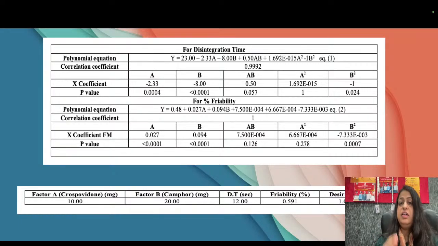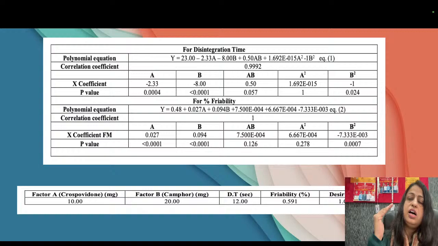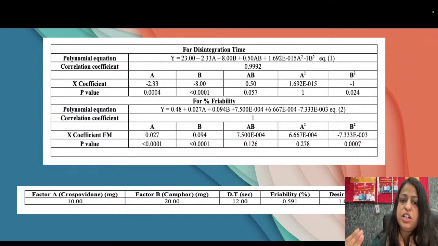Okay, and we cannot comply with a higher value of percent friability because it should be less. The tablet should be strong enough to withstand the wear and tear. Secondly, if this tablet is going for coating, then in the coater the tablet will be converted into powder if it has not passed the percent friability test.